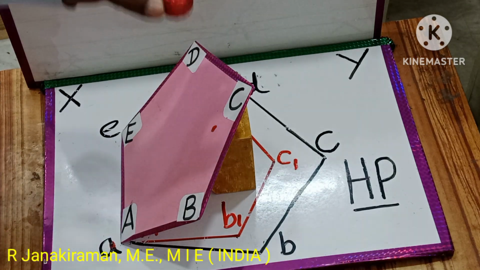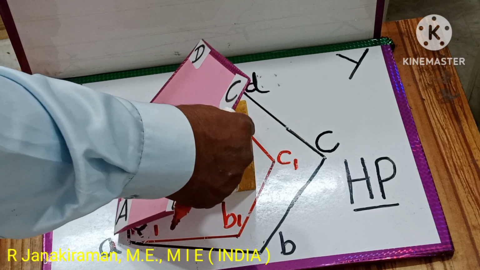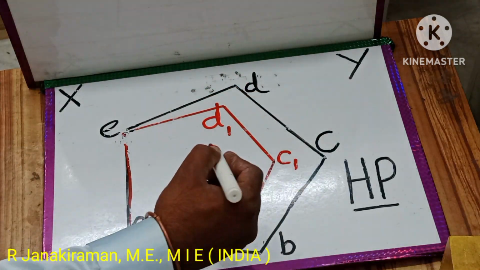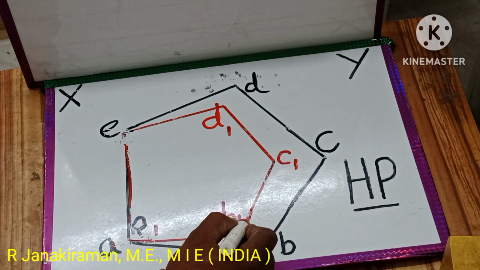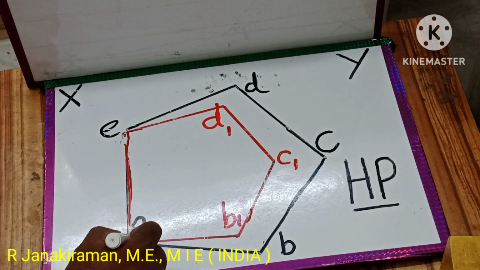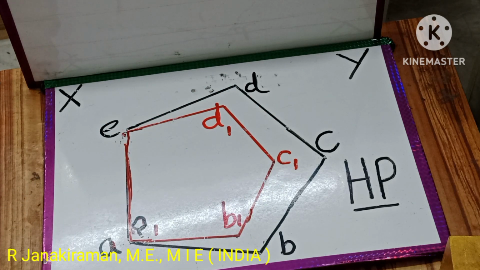The view obtained is called the top view, looking in this top direction. So when you join all those points, the view obtained is called the surface inclination top view. Joining A suffix 1, B suffix 1, C suffix 1, D suffix 1, E suffix 1, shown red in color, is called the surface inclination top view. It will be smaller in size. That is what I want to show in this video.